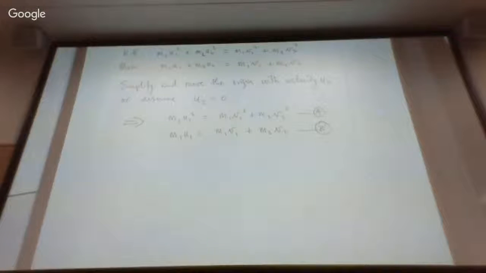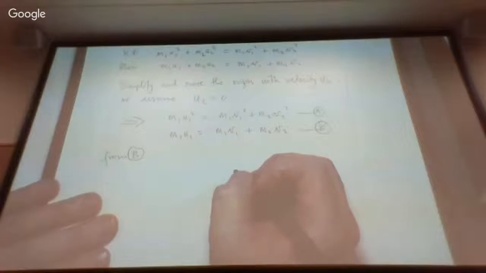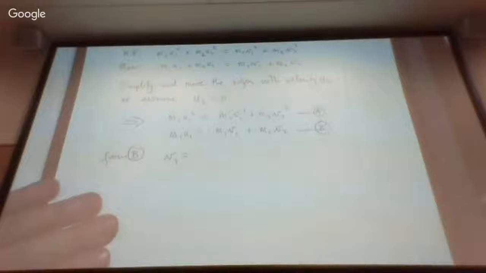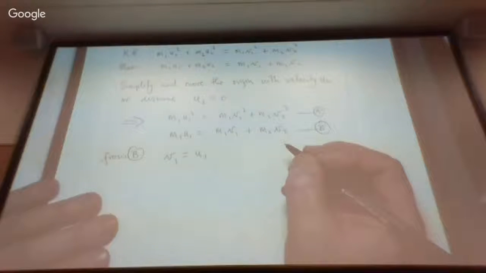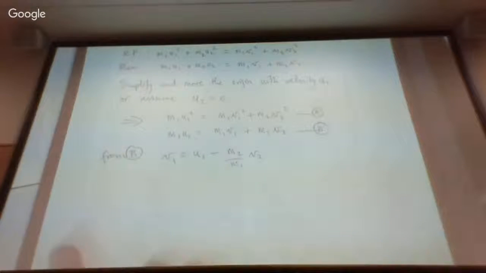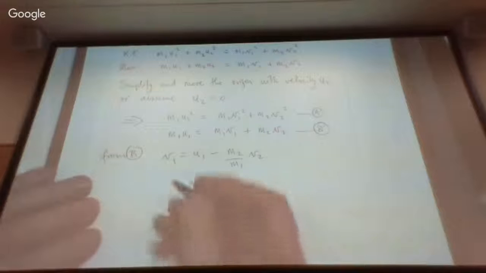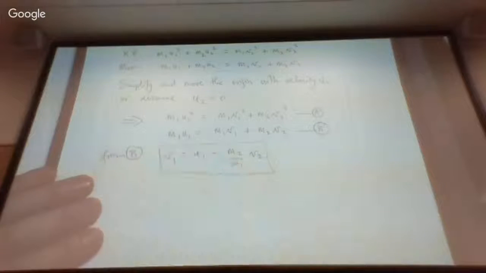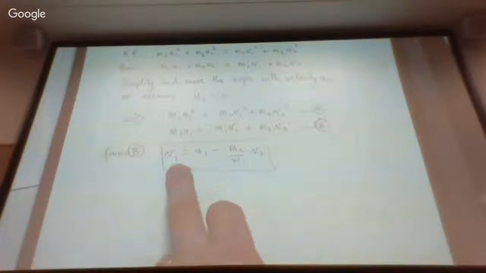So we can take equation B. So from B, we're going to write v1 in terms of the other variables. Okay? Because ultimately we want to express v1 in terms of the other variables. But for the moment, it's going to have to use v2 as well. So it's going to be u1 minus m2 over m1 v2. So I'm going to make v1 the subject. So I put everything over the other side and divide both sides by m1. So we get v1 equal to this.